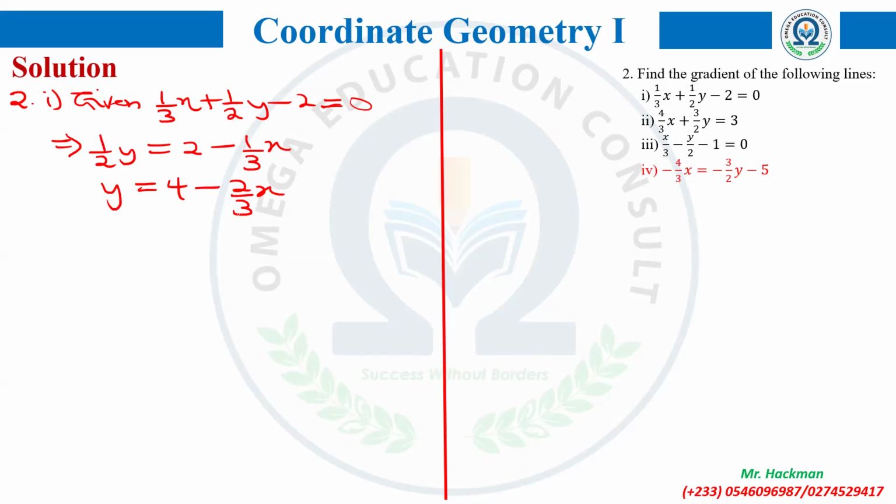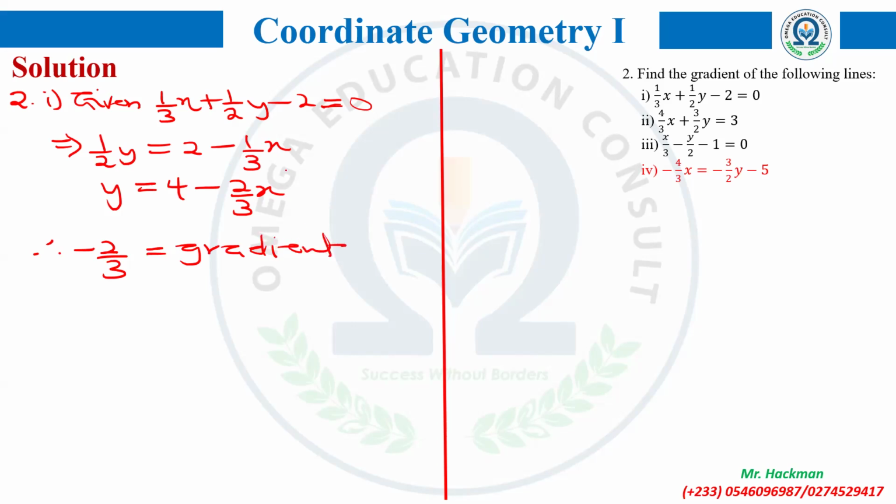Okay, very good. So at this point, you can clearly take your gradient. So you write, therefore, the gradient is the coefficient of x, and that will be, what's the gradient? -2. Okay, don't forget the negative. -2 on 3. Very good. So take note of that.